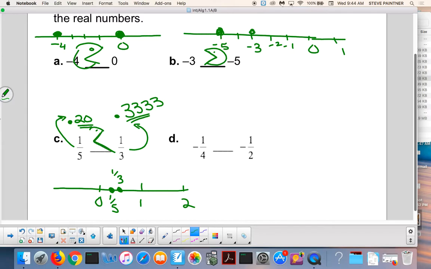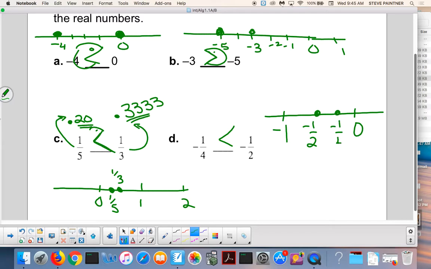Last one. Which way did you go? Just curious. Is -1/4 greater or less than -1/2? You went with less than. Okay, let's check it out. Ready? On a number line, here's 0, here's -1. -1/2 would be halfway, right here. -1/4 would be a quarter of the way, right here.